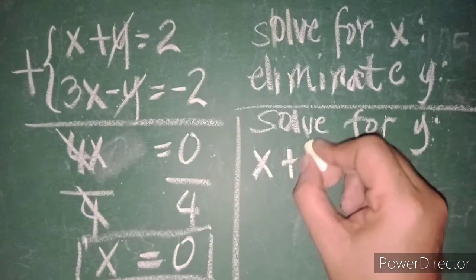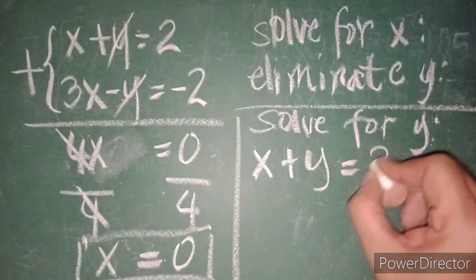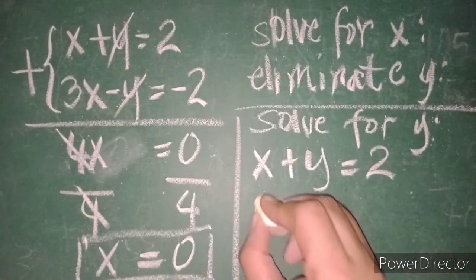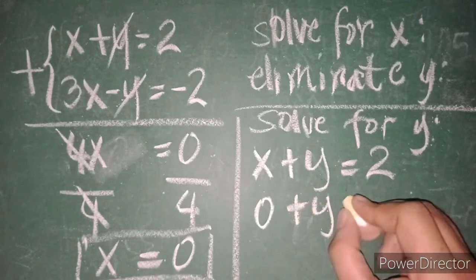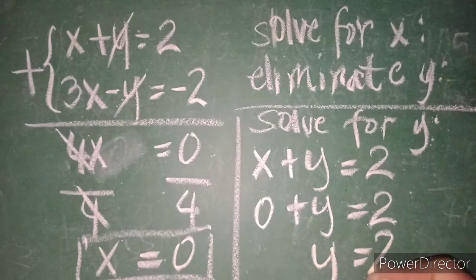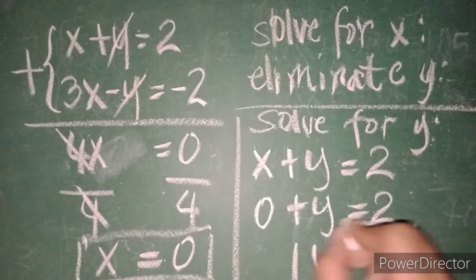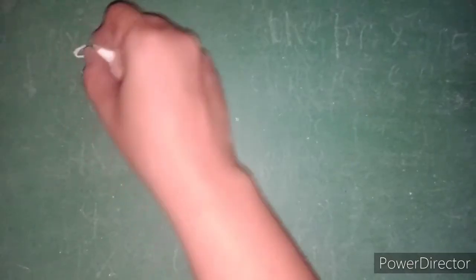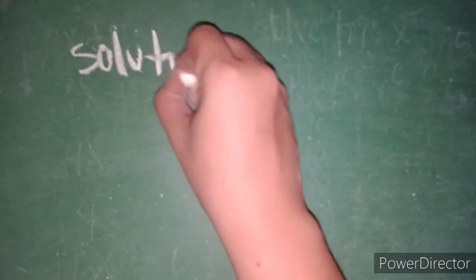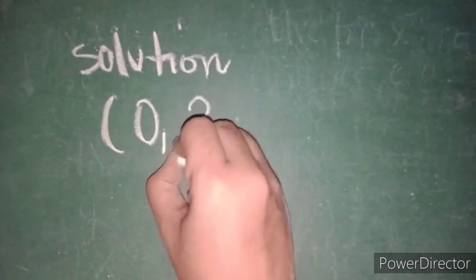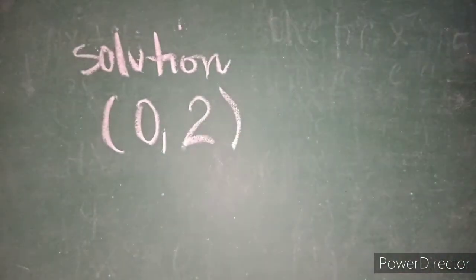So, this time, ang gagamitin ko is the first equation. x plus y equals 2. Then, substitute the value of x, which is 0. So, 0 plus y equals 2. 0 plus y is equal to y, so y equals 2. Therefore, ang value ng y natin is equal to 2. And now, ang solution ng system of linear equation natin ay (0, positive 2).